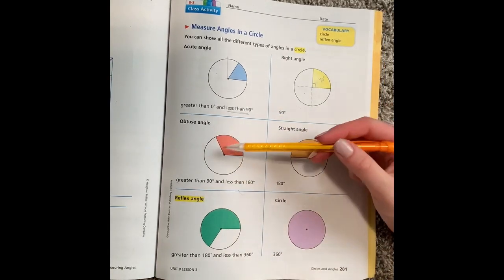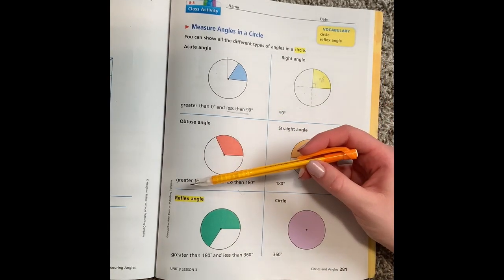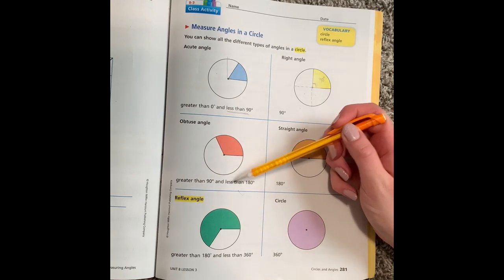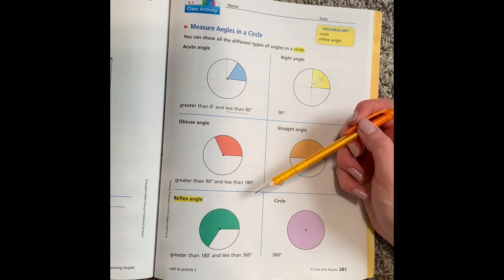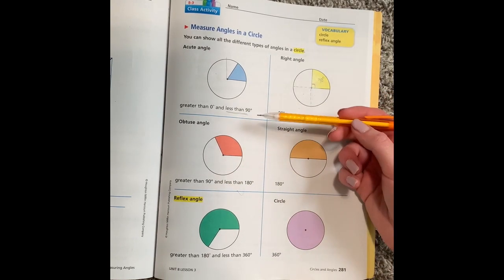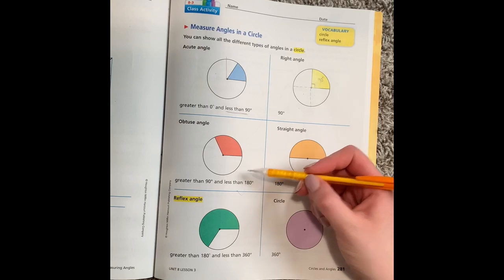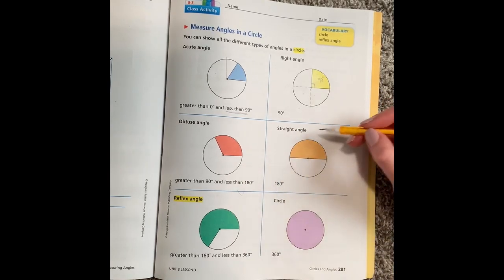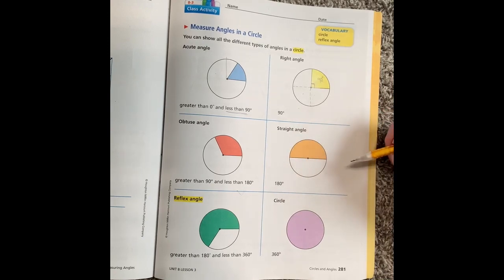An obtuse angle, we know that an obtuse angle has a measure that is greater than 90 degrees and less than 180 degrees. So the greatest obtuse angle we can have would be 179 degrees, because once it becomes 180 degrees, it's going to be a straight angle.